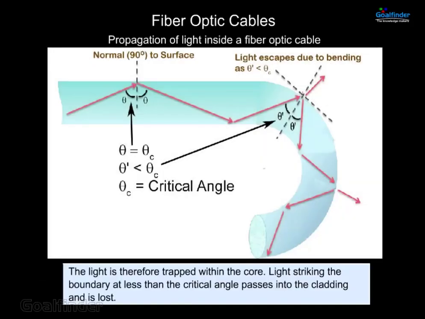N is the normal, 90 degrees to the surface. Theta is equal to theta c. Theta dash is less than theta c. Theta c is equal to the critical angle. The light is therefore trapped within the core. Light striking the boundary at less than the critical angle passes into the cladding and is lost.